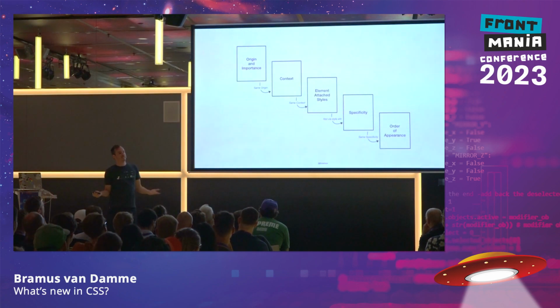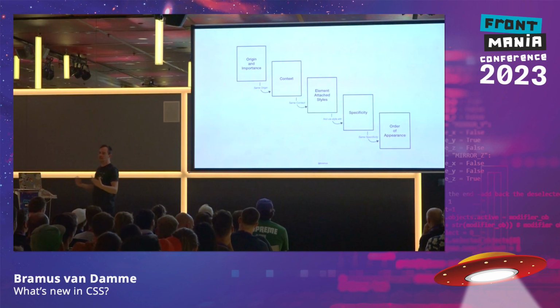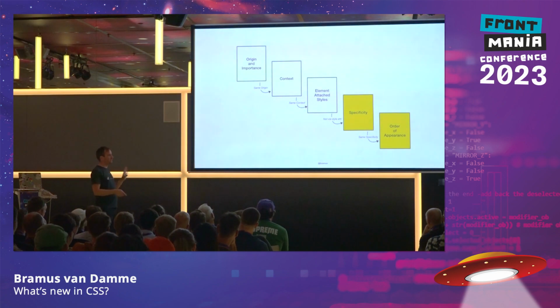So this is the cascade. When you have a set of competing declarations in your CSS, the cascade kicks into action. Again, please check out that talk that I have on the whole cascade. And if we're really honest, we're mostly struggling with these two, specificity and order of appearance, because most of the times our styles are in the same origin, have the same importance, same context, don't use style attributes, so we are struggling with these two.